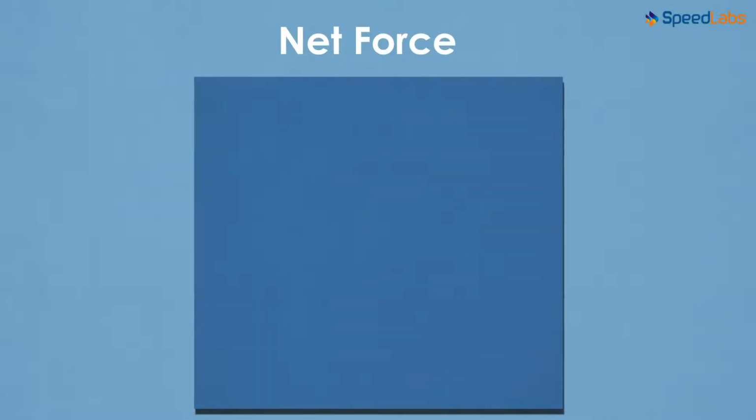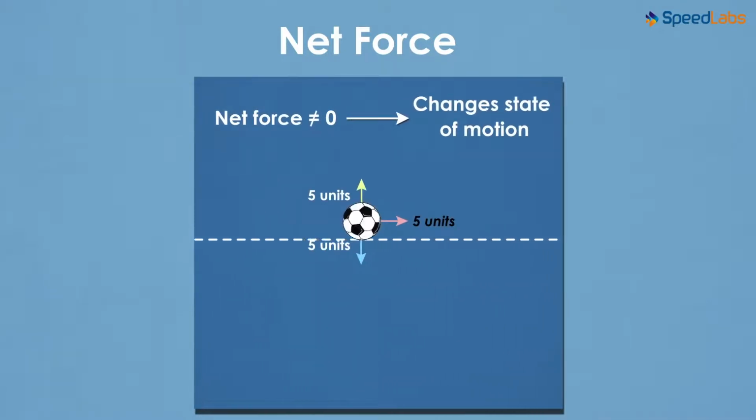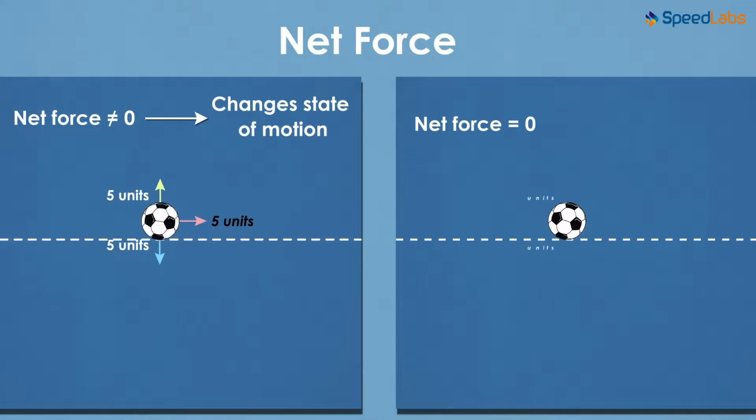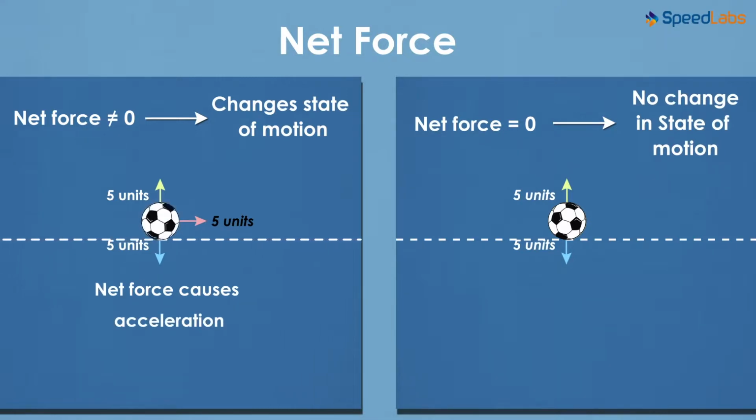Why are we discussing net force? It's because when there's net force acting on an object, its state of motion will change. And when the net force is zero, the object's state of motion will not change. So net force changes the velocity of an object. We can say that a net force causes acceleration. And don't forget, even if the direction changes, there will be acceleration. Even if the speed changes, there will be acceleration.